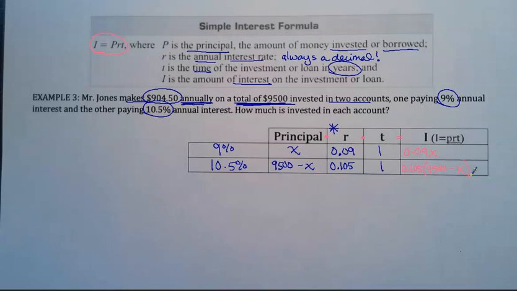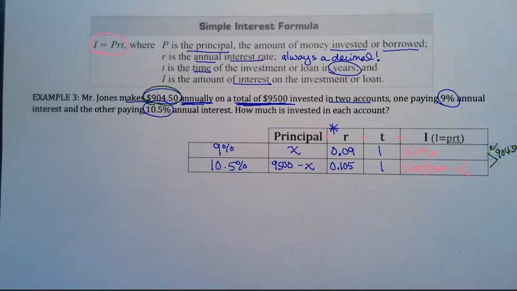Now the only thing we have not used yet is that Mr. Jones makes $904.50. What that means is the interest he's paid on the account at 9% and the account at 10.5%, for both of those combined, is that $904.50.